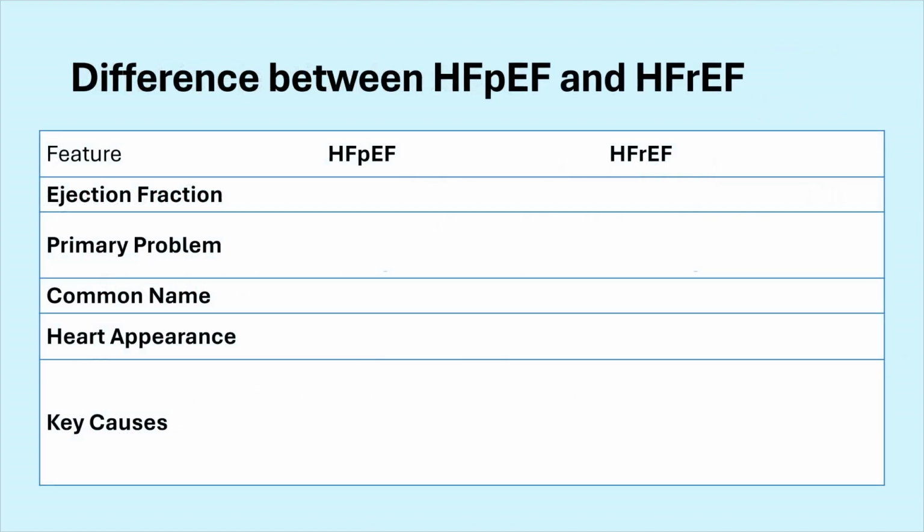Now let's distinguish the features of HFpEF and HFrEF. In HFpEF, the ejection fraction is more than or equal to 50%, and in HFrEF, the ejection fraction is less than or equal to 40%. The number between 40 and 50, we tend to describe it as heart failure with mildly reduced ejection fraction. However, this doesn't need to be known in great detail for medical finals.